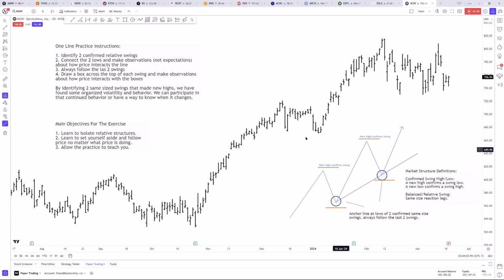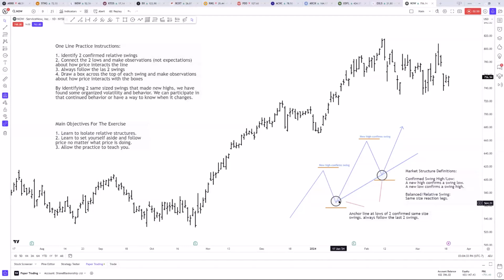Now, the instructions for this exercise. Well, first, let's go over the objective. Number one is going to help you to structure a market, right? To isolate relative structures that are related to each other. So any time that you see a same size swing that makes a new high, what is that showing you, right? It's showing that you found some kind of organized behavior in the market.